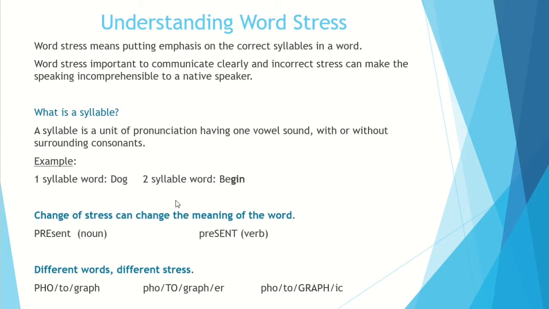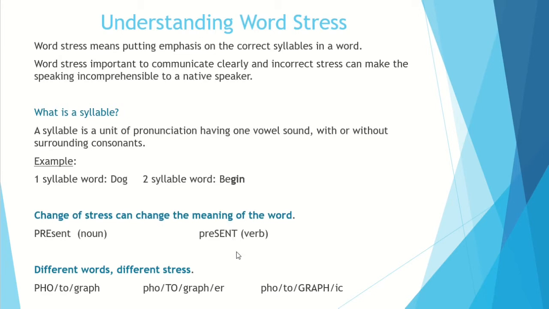Now, one word can have only one word stress, and in many cases, if we change the stress, the meaning of the word changes. For example, present. When used as a noun, the stress is on the first syllable. Whereas, if we use this word as a verb, which means to offer, the stress is on the second syllable and we say it as present.